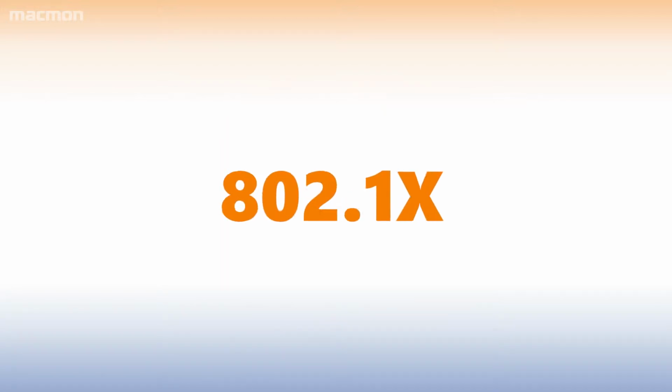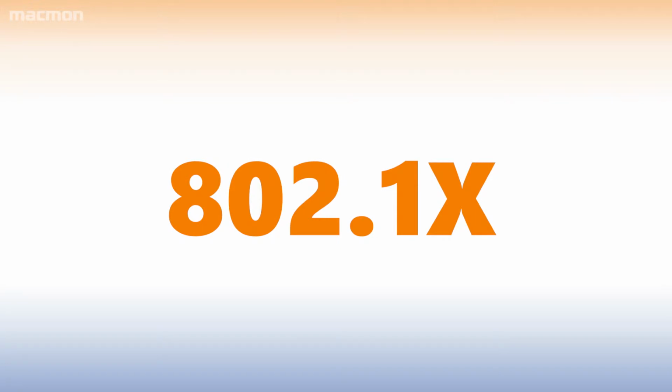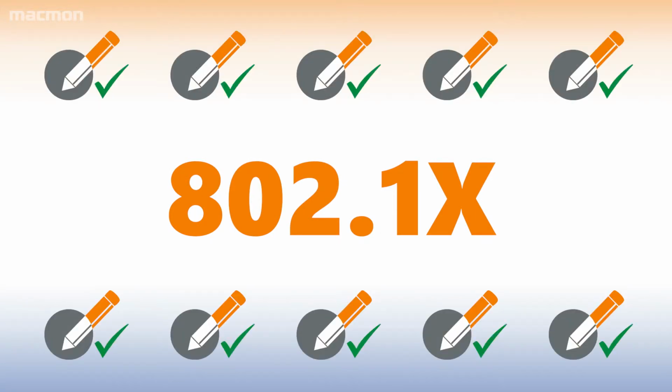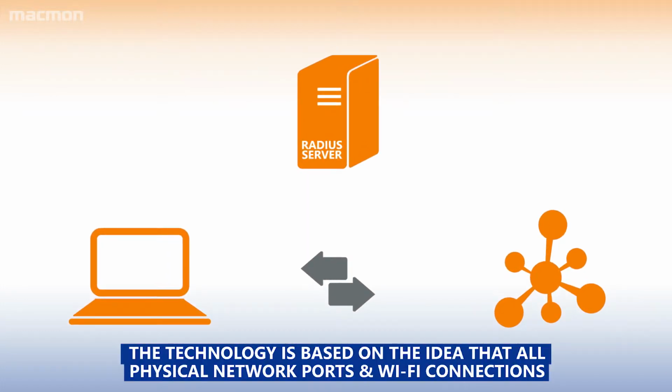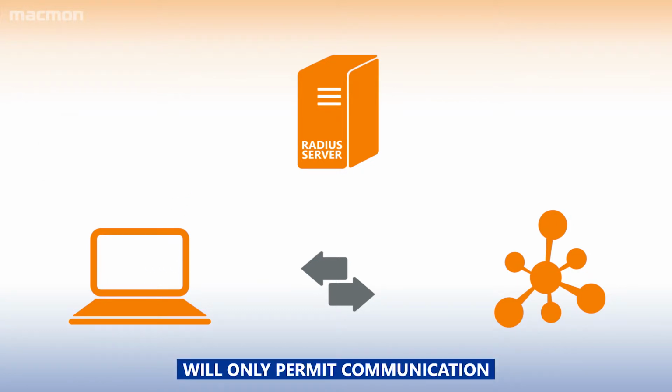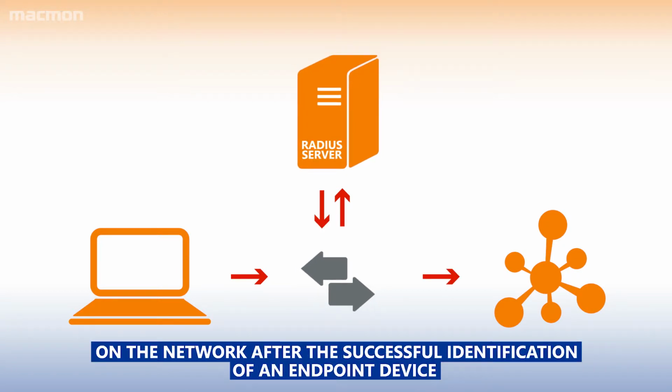In this video, we are going to show you what hides behind 802.1x and why macmon's approach is the smartly simple solution. In today's world, 802.1x is an established term that represents a standardized mechanism which stands for Secure Network Access Control. In essence, the technology is based on the idea that all physical network ports and Wi-Fi connections will only permit communication on the network after the successful identification of an endpoint device.